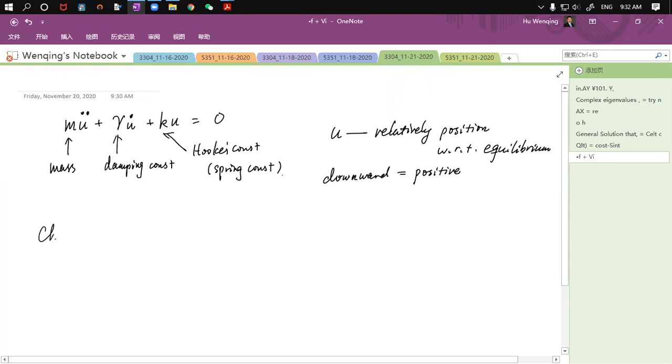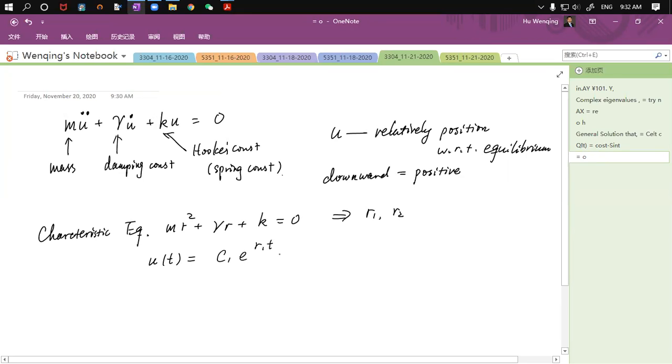Previously, we were working with the characteristic equation, which means m r squared plus gamma r plus k is equal to 0. You're going to solve for r1 and r2, and based on r1 and r2 you're going to have a solution. So u of t is c1 e to the power of r1 t plus c2 e to the power of r2 t. This was the case when r1 is not equal to r2, but both are real.